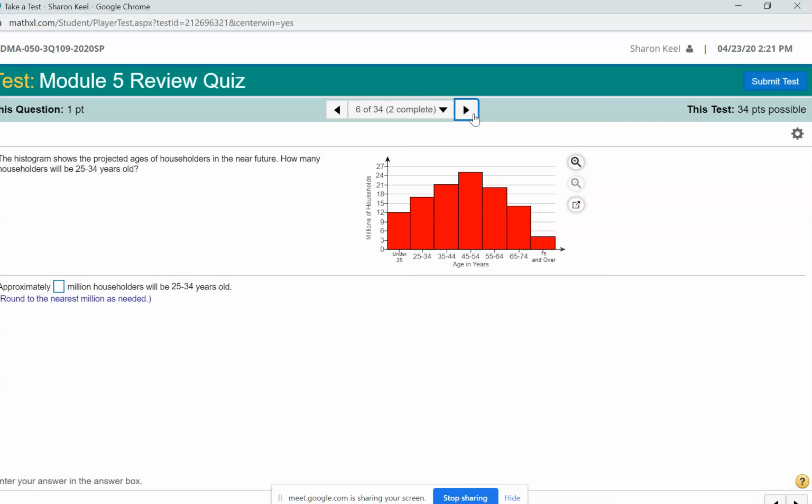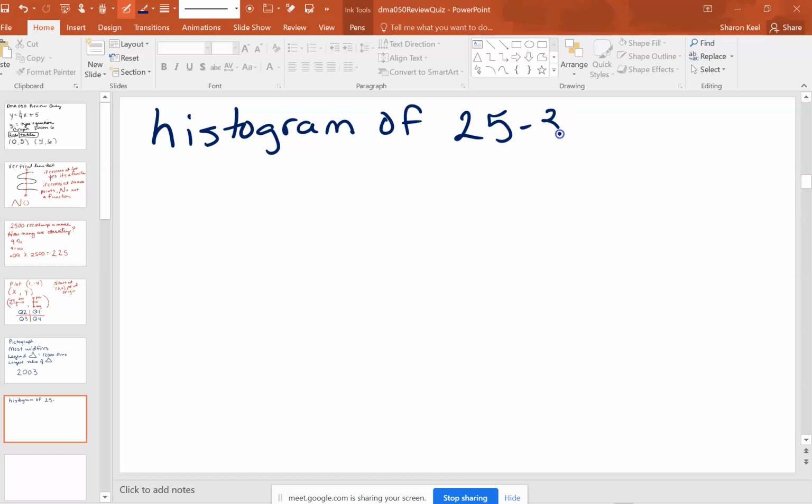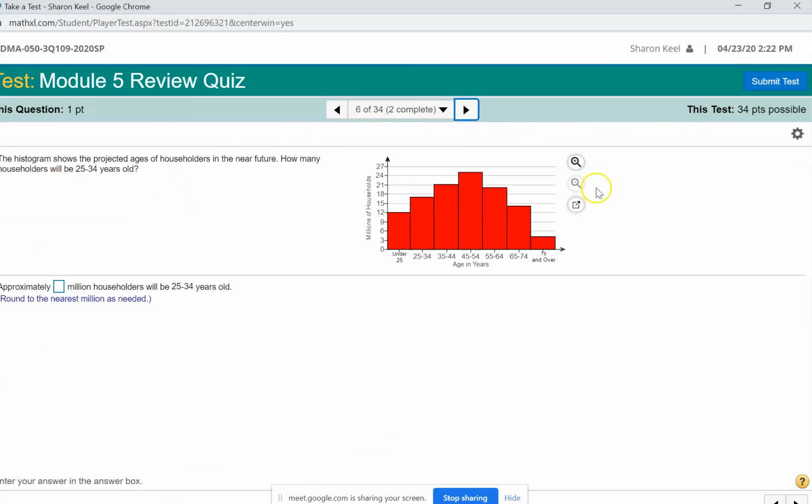The histogram shows the projected age of householders in the near future. How many householders will be 25 to 34 years old? So here, as we're looking at a histogram of people from age 25 to 34 years old, I want you to, there's going to be a circle. Let me show you here where they are. Do you see there's a magnifying glass to zoom in, to zoom out, and then there's one that's called pop out.